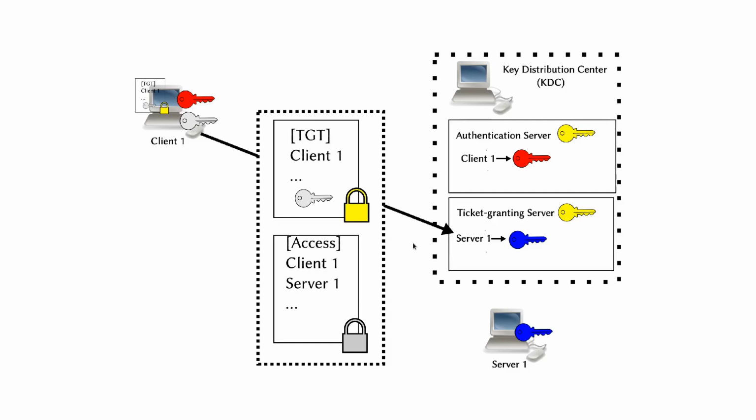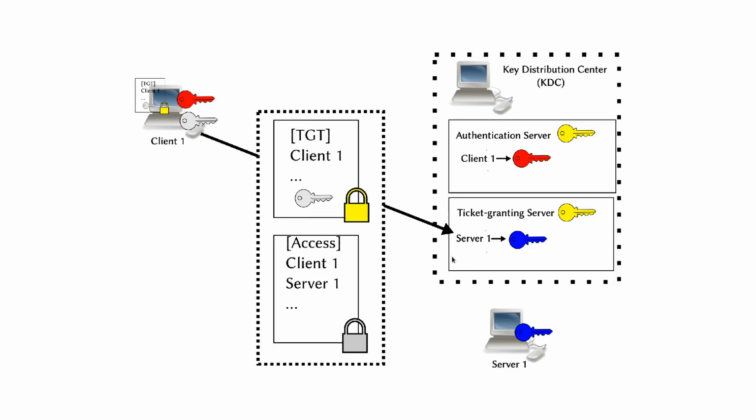When the ticket granting server has received this, it can decrypt this ticket granting ticket as it has this yellow key, which is shared between the ticket granting server and the authentication server. Then it can get the session key and decrypt the access part of the message, and check that client 1 is the client which the ticket granting ticket was issued for.